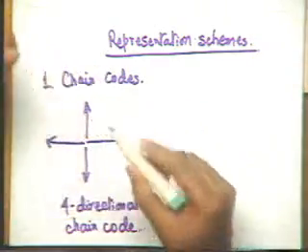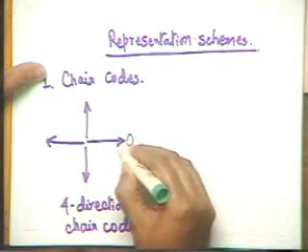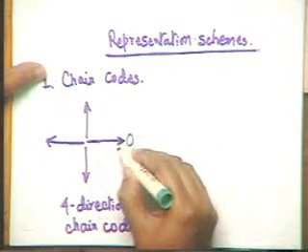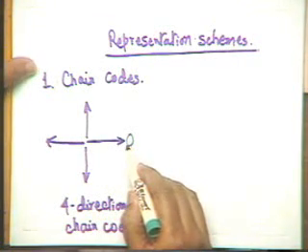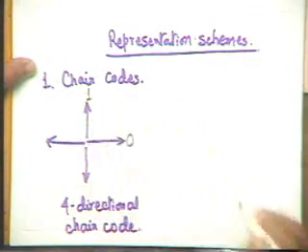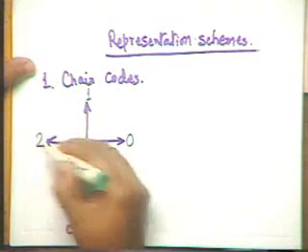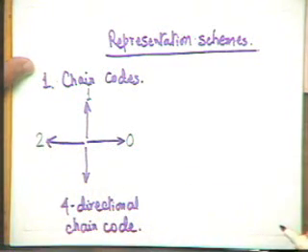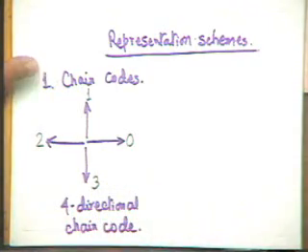So in the 4 directional chain code representation we consider this direction, that is to say the right hand side direction, as the direction number 0. The top one we take as direction number 1, the left we take as direction number 2, and the right we take as direction number 3.